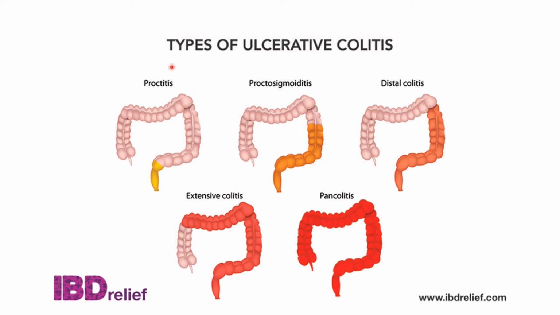Here we can have a look at some of the types of ulcerative colitis. It is essentially a classification depending on where the inflammation has spread to. If the inflammation is just affecting the rectum, it is termed proctitis. Then we have proctosigmoiditis, which is affecting the rectum and the sigmoid colon. Distal colitis, essentially up to the splenic flexure. Extensive colitis up to the hepatic flexure, and then pancolitis is the whole large bowel.